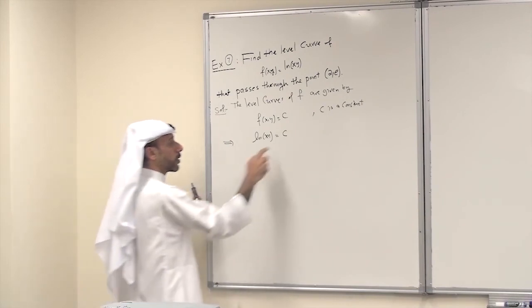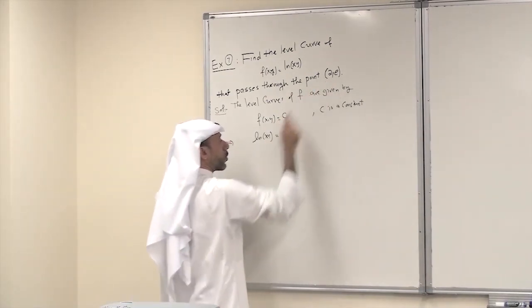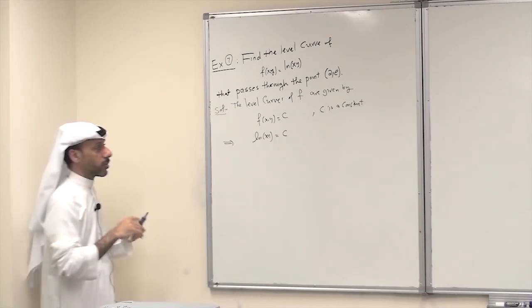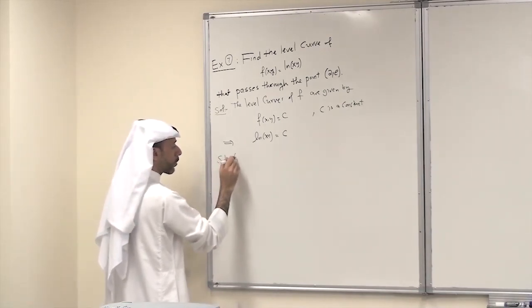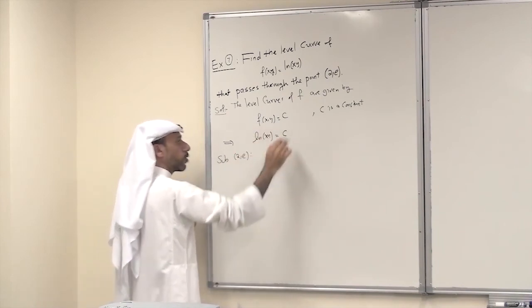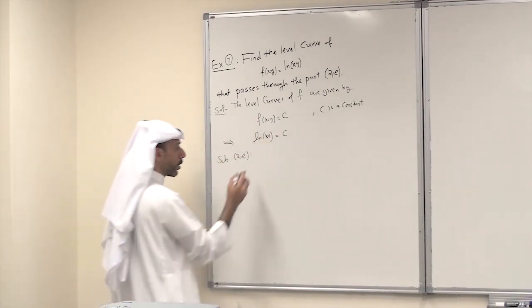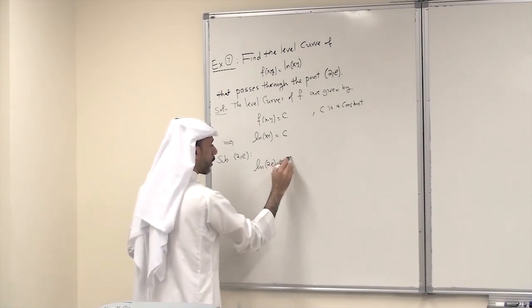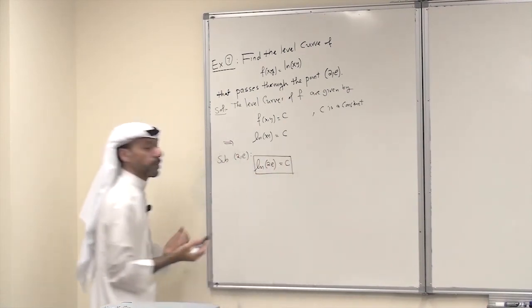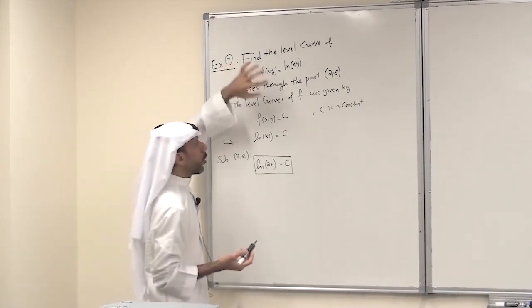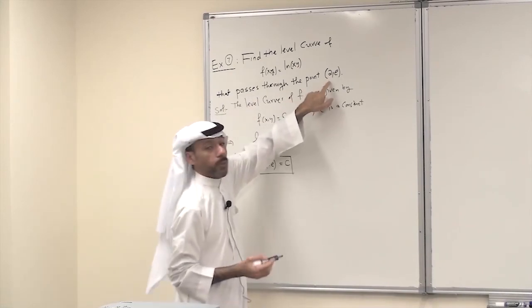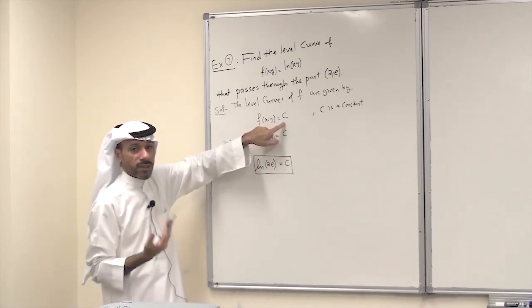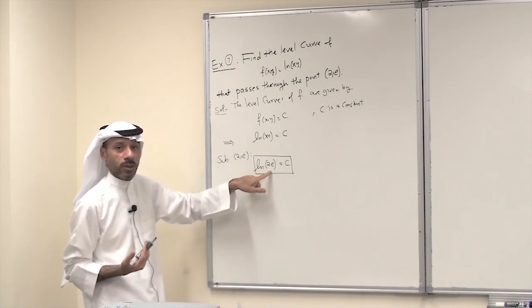To find that specific value of c, I need just to substitute the point into the equation of the level curve. Why? Because the level curve passes through the point, so it satisfies its equation. So substitute the point (2, e) in the equation of the level curve to find the corresponding c. This becomes ln of 2e equals c. So the value of c is just ln of 2e.